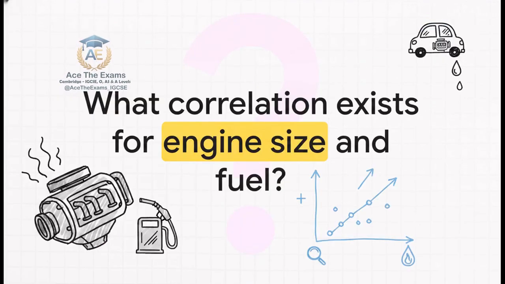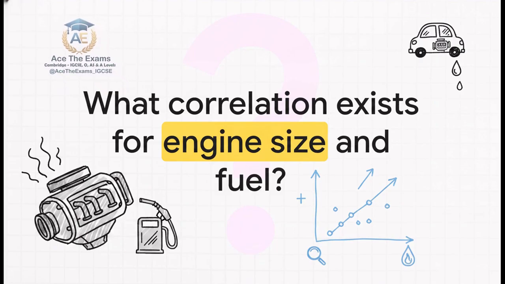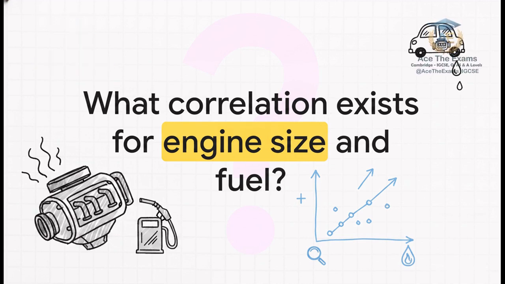To wrap things up today, I want to leave you with a real-world scenario to test your own predictive powers. Think about a car's engine size and its fuel consumption. How do those two variables interact out on the road? If a car has a massive, powerful engine, does it consume more fuel or less? Ask yourself what that scatter diagram would look like in your head and whether it represents a positive or negative correlation.